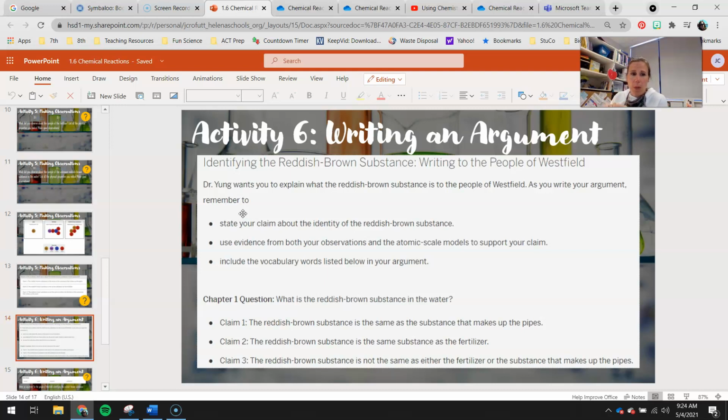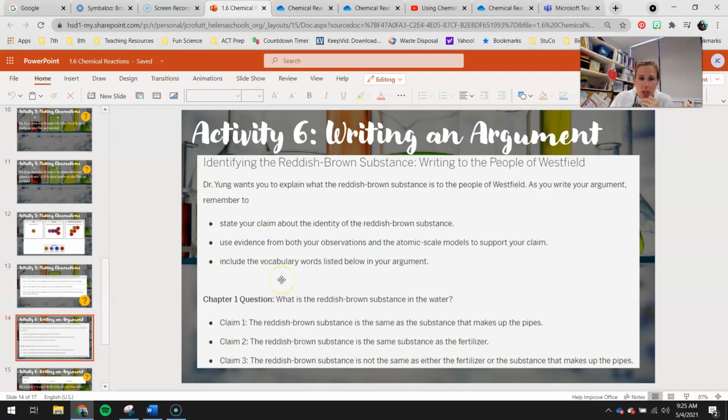As you write your argument, remember to state your claim. So you're going to tell me which claim you start off with. That should be the very first sentence: I think the reddish-brown substance is. Use evidence from both your observations and the atomic scale models to support your claim. Make sure you give me some specific detail as to why you think that claim is correct or why the other ones aren't correct. And include the vocabulary words listed. We really haven't had too many, but it would be good to talk about properties, atoms, and probably substances.